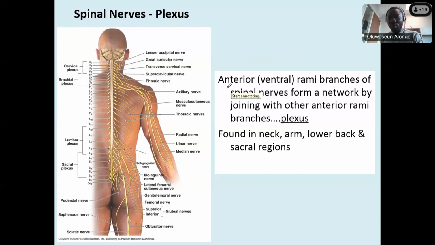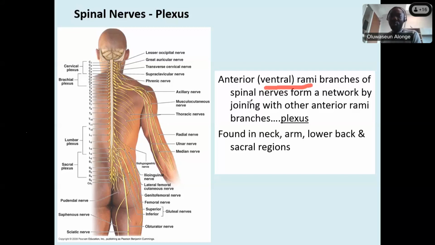Now, what forms the plexus? Roots do not form plexus. It is ramus that forms plexus. All right. Now, which ramus forms the plexus, or which rami? Because we are going to have anterior, ventral, and meningeal ramus. Now, what forms the plexus is simply the anterior ramus alone. So anterior ramus of C1, anterior ramus of C2, will combine like that and form a plexus.